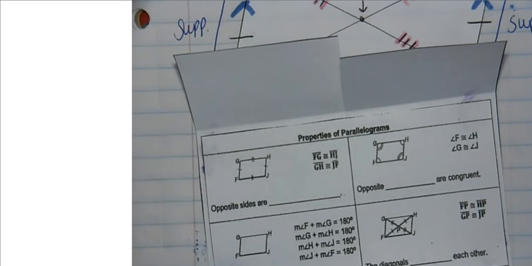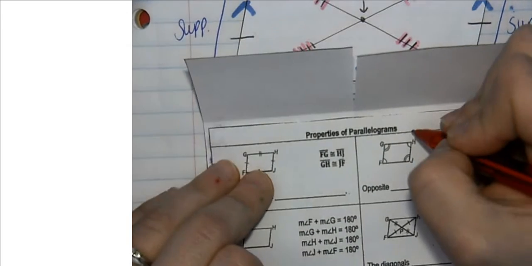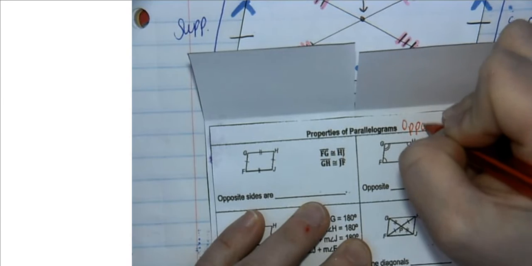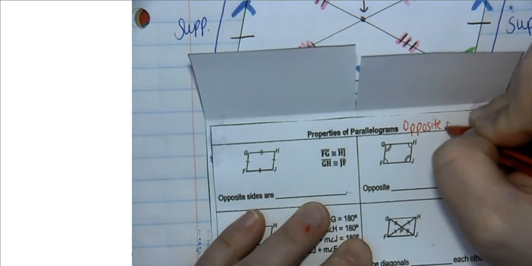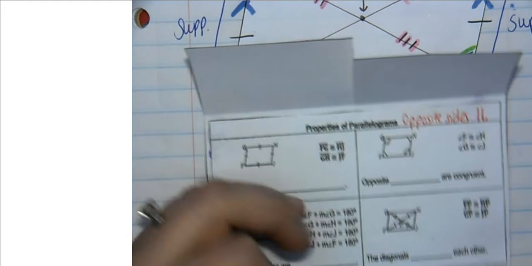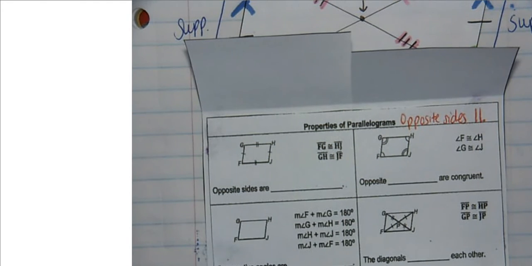The first property of parallelograms is that, since this is a parallelogram, we already know that the opposite sides are parallel. So I'll make sure that I write that down first: opposite sides are parallel. That is the symbol for parallel. It's not the number 11. It's our parallel symbol.